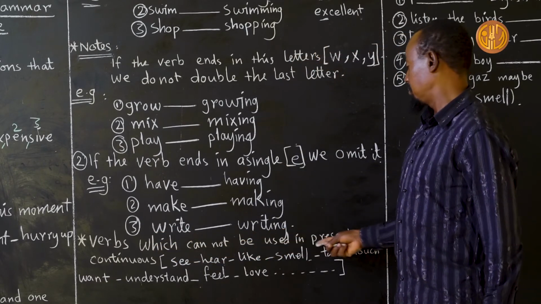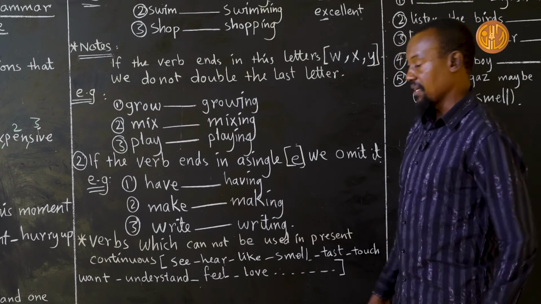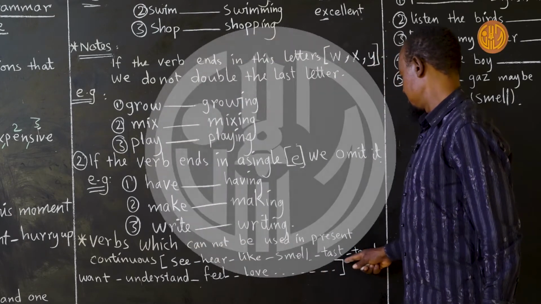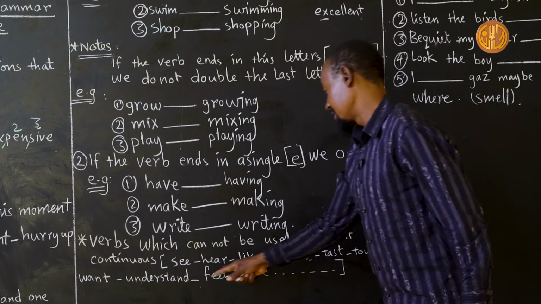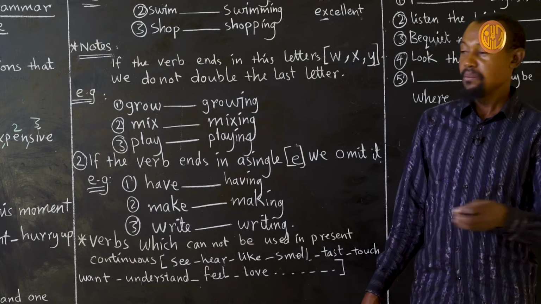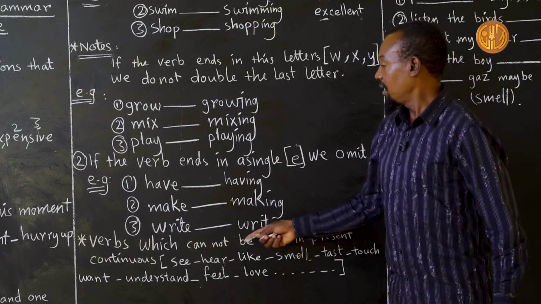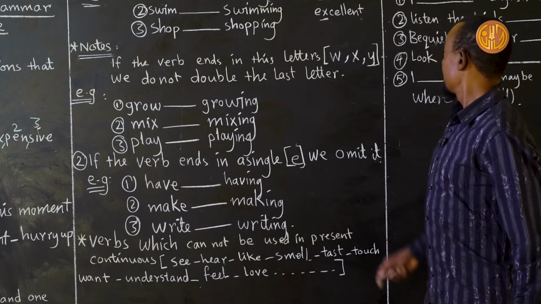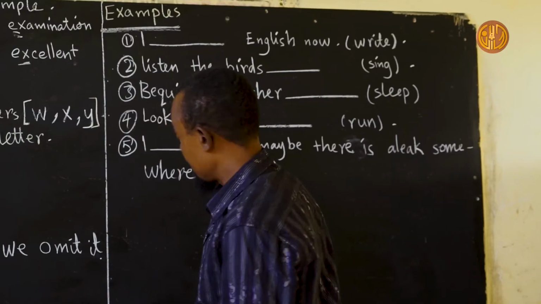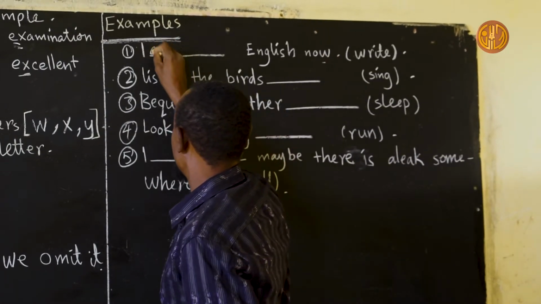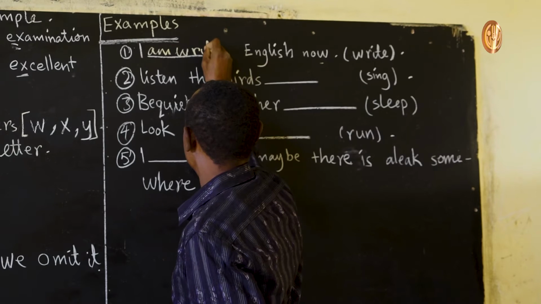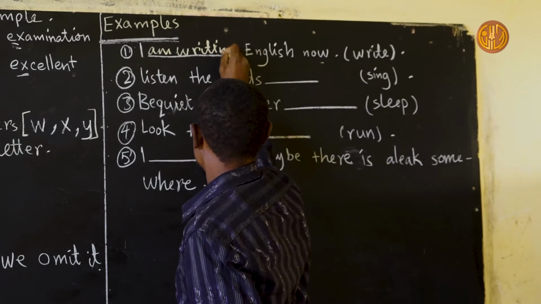Verbs which cannot be used in present continuous: verbs of emotion and sense, here, see, hear, like, smell, taste, touch, want, understand, feel, love, and so on. These verbs, you cannot use them in present continuous, but you use them in present simple. Like this here: I dash English now, write. Here you have the adverb now, so here you write the helping verb am, and the verb write, you write it like this. You omit here the letter E and then you add ing.